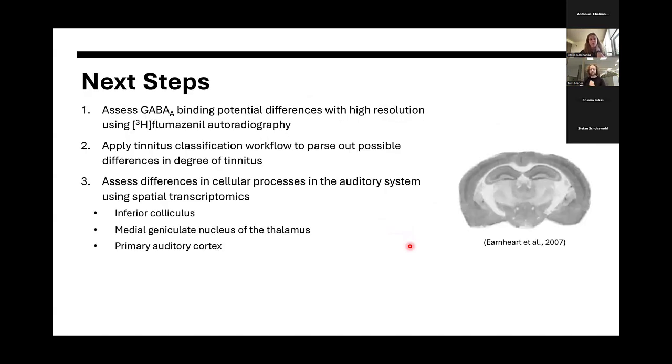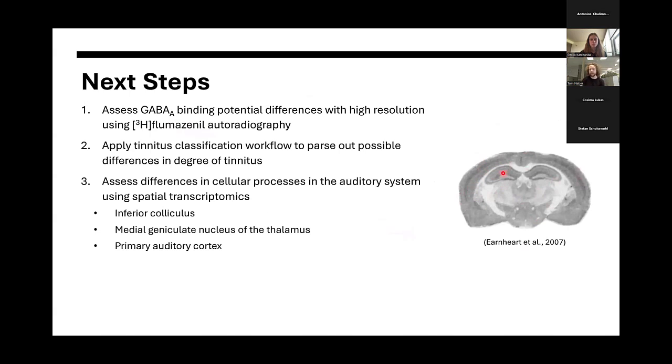So the next steps are to perform autoradiography using the brains of the animals in this study. We're taking slices of the brains, incubating them with flumazenil, this GABA A binding drug that's also radioactive. And then we let the radioactivity shine onto a screen to get these super high resolution images of the binding of flumazenil to the GABA A receptors. This is what such an image looks like in a mouse brain. And I think you can appreciate that this resolution is much higher than in PET.